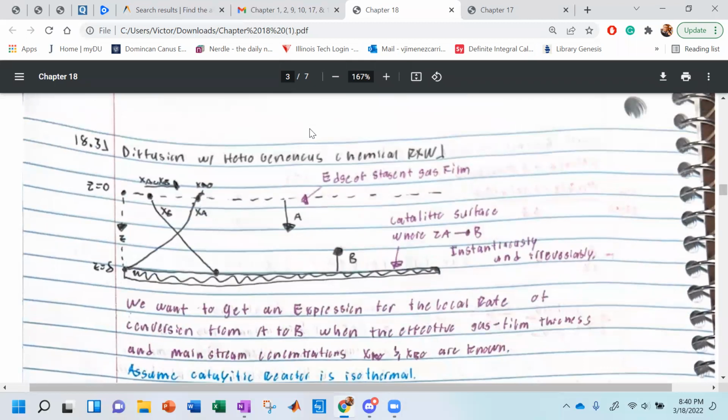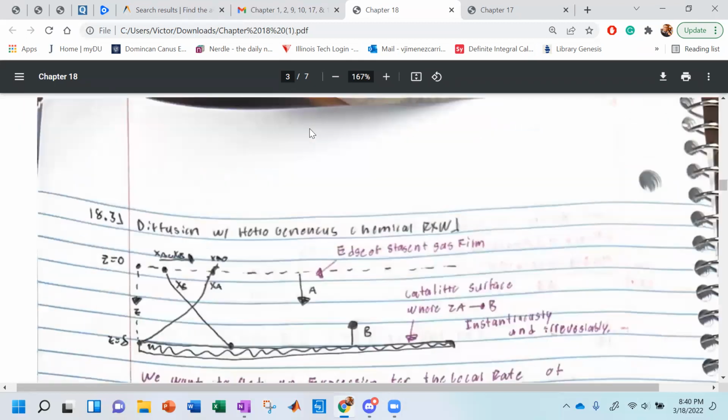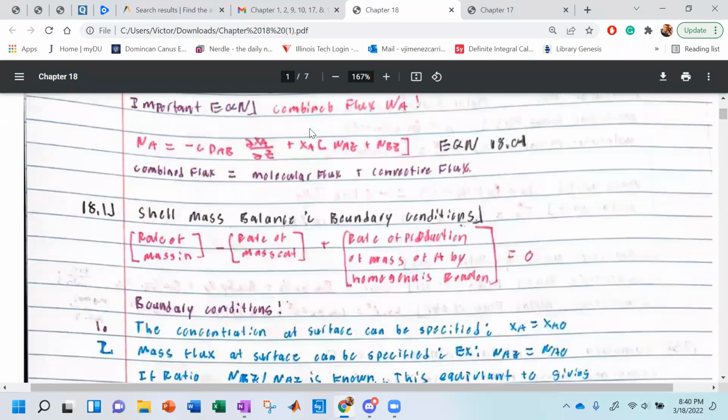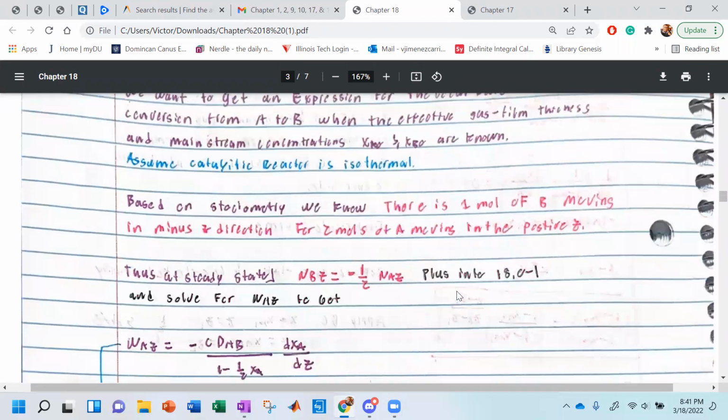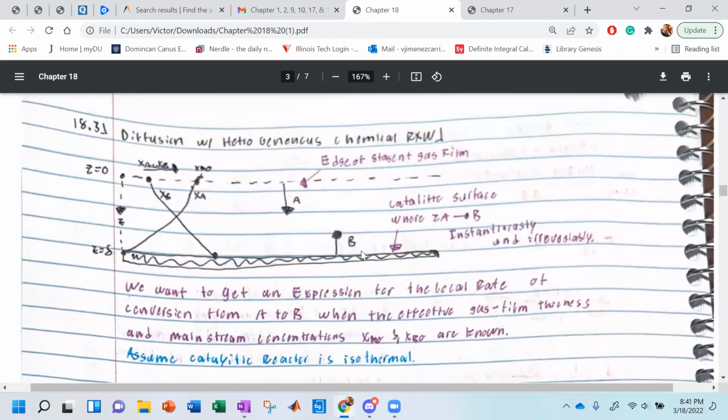18.3, diffusion through a heterogeneous chemical reaction. Okay, this is important. Remember, this equation says homogeneous reaction, so it doesn't apply to the shell balance, which is kind of nice. But let's paint the picture for you. You have a homogeneous chemical reaction.